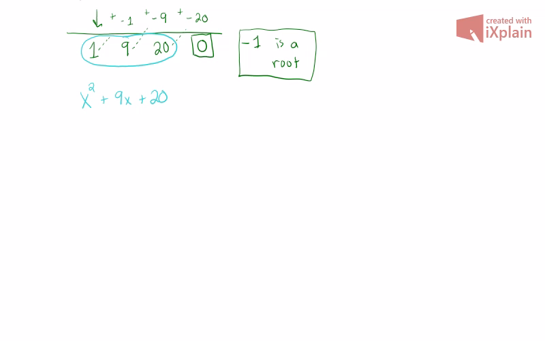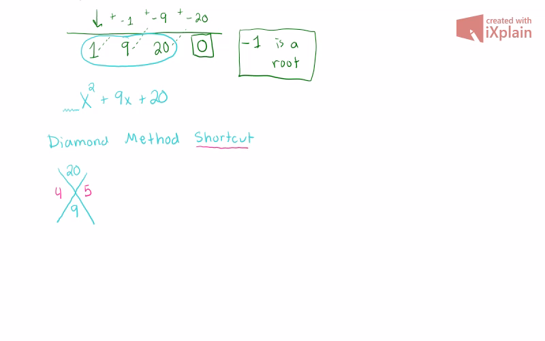With trinomials, the first thing that I will try is factoring using the diamond method. Since this trinomial has a leading coefficient of 1, which means there's no number in front of the x squared, I can actually use the diamond method shortcut. So for my diamond, I'll need to find two numbers that multiply to 20 and add to 9. And we are in luck because those two numbers exist and they are 4 and 5. 4 times 5 is 20, 4 plus 5 is 9.